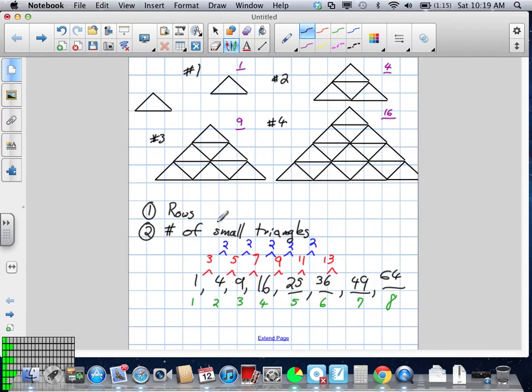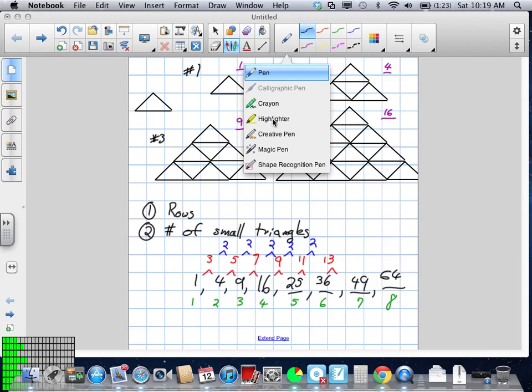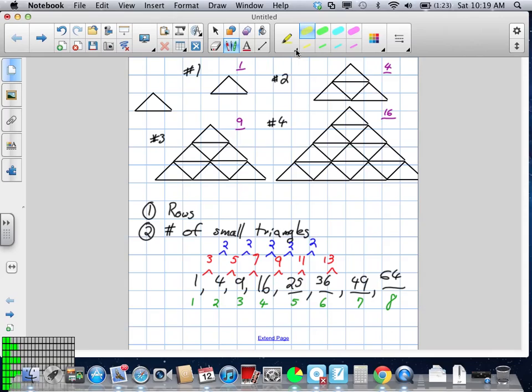Okay, what was the next question they had? Number of yellow triangles. You can't see it in this one, but we do have yellow. So I'm going to highlight quickly the yellow triangles. The yellow triangles were the ones that were upside down, right? So that was a yellow triangle.